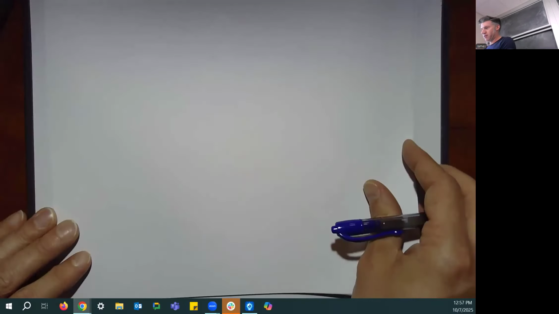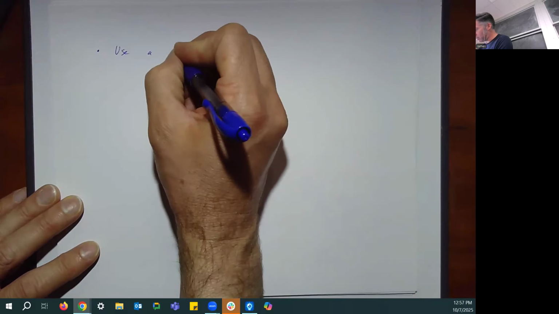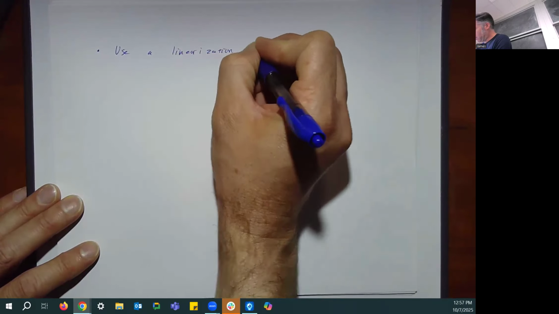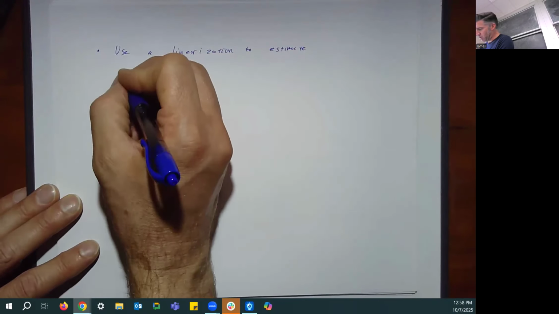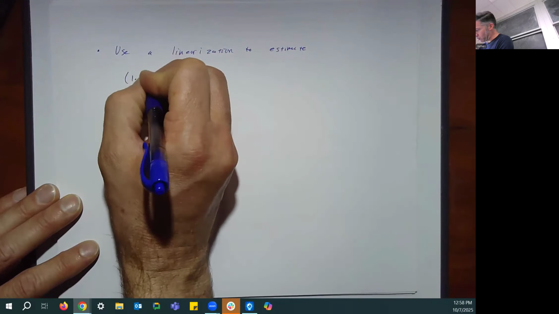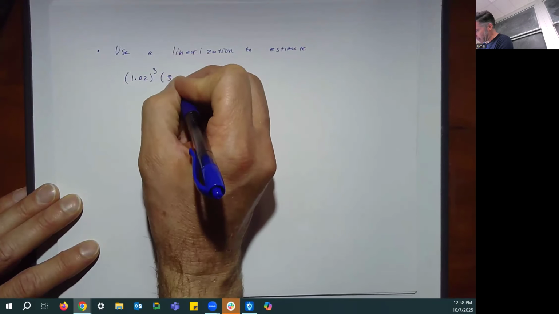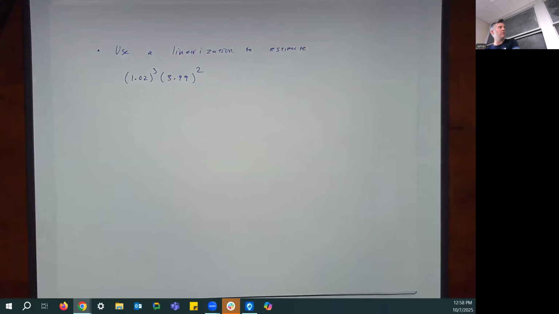Let's do that instead. Let's do something like that. Because I never remember how to calculate percentage error, and I feel like I often screw it up. It shouldn't be that hard, but let's do that. So let's say we're given a question like: use a linearization to estimate, make it a little bit more interesting, 1.02 cubed times 3.99 squared. Okay, we can do that.